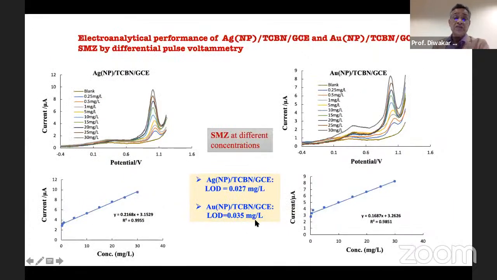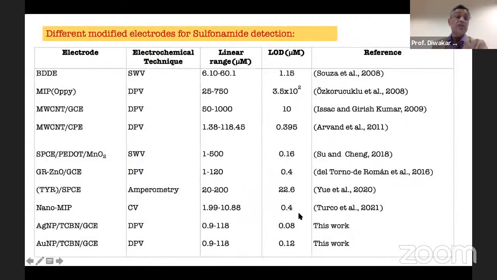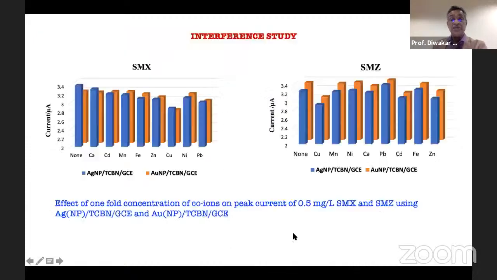In the case of sulfamethazine, the LOD which we have obtained is 0.027, and for the gold base it is 0.035. We tried to compare. You see that a very good linearity has been obtained. We compared our data with the literature values. We can see that the detection limit obtained with the help of these electrodes is much lower.